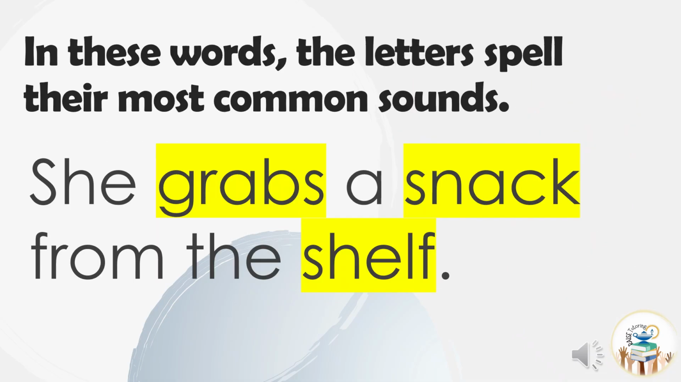If we look at this example sentence, "She grabs a snack from the shelf," we have several words that are regularly spelled, where the letters spell their most common sounds. So for example, the words grabs, snack, and shelf are all regularly spelled words, where there's this consistent match between what students are hearing and the way that's being represented in writing.